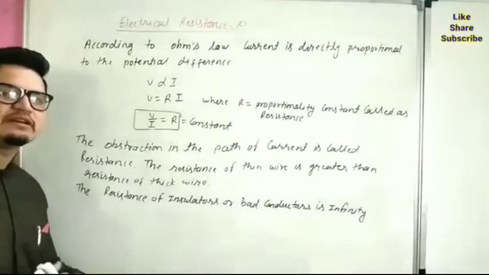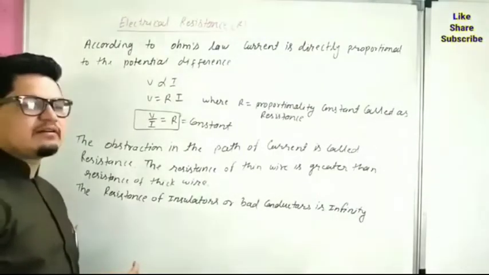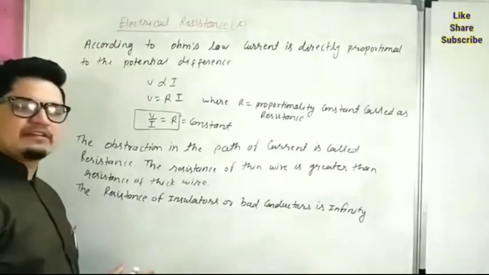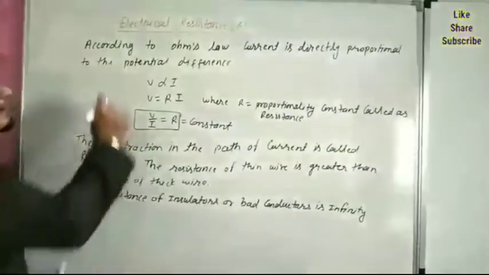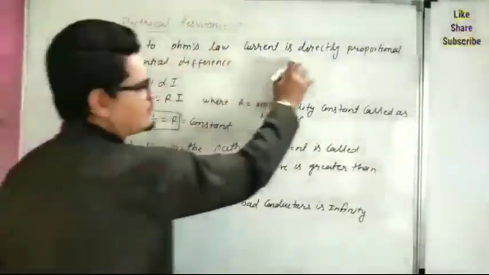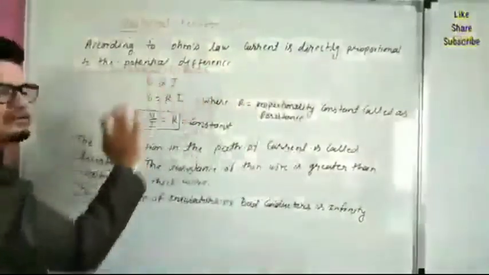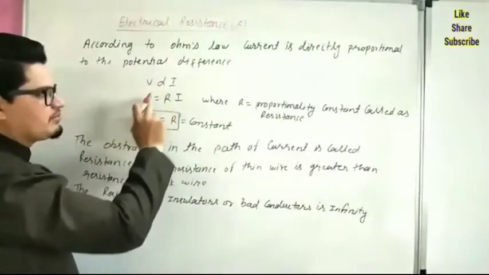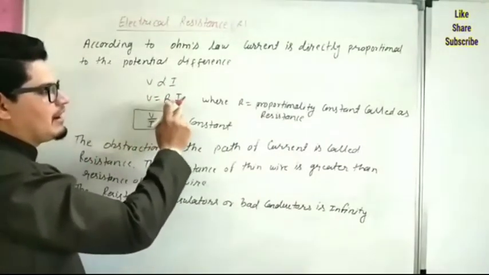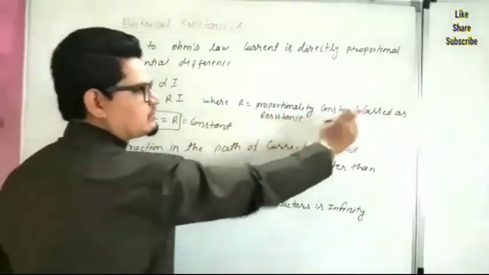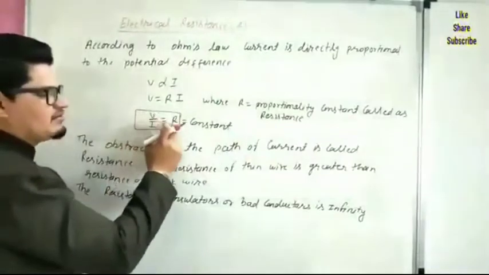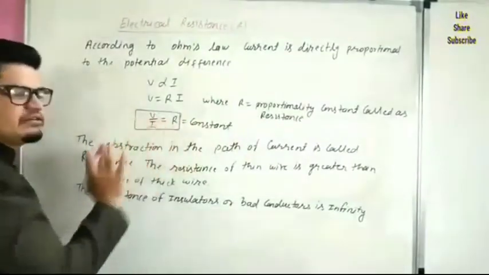So resistance is the obstruction in the path of current. Obstruction means rukawat. According to Ohm's law, current is directly proportional to the potential. When we remove this proportionality sign, V is equal to RI. This R is the proportionality constant called resistance. So V by I is equal to R, a constant, and this constant is called resistance.